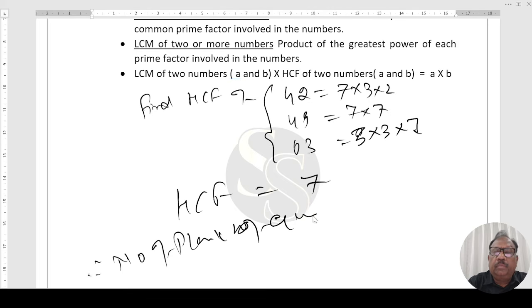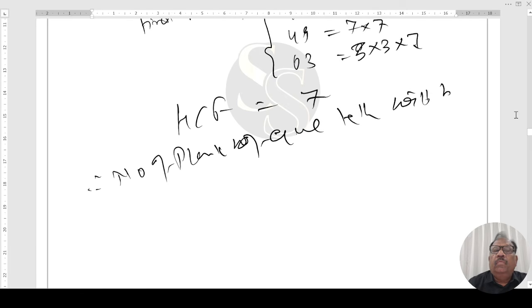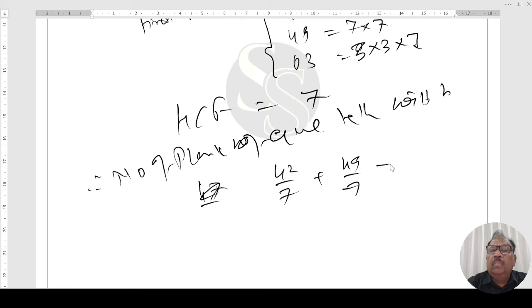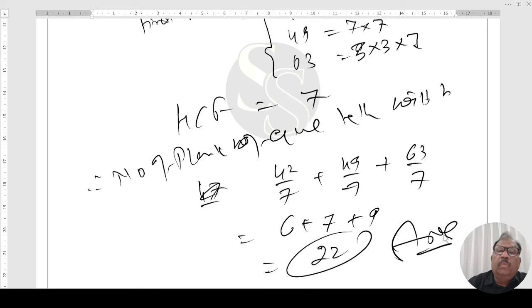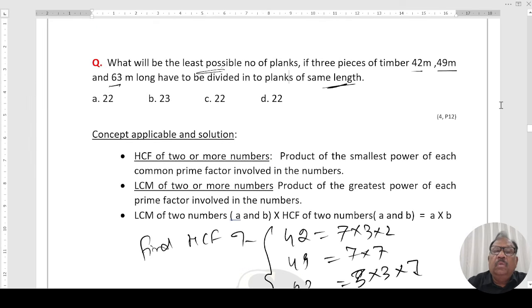of equal length will be 42 by 7 plus 49 by 7 plus 63 by 7. 6 plus 7 plus 9, this comes out to be 22. 22 planks will be there. Right? So D is the correct answer. Right? Next question.